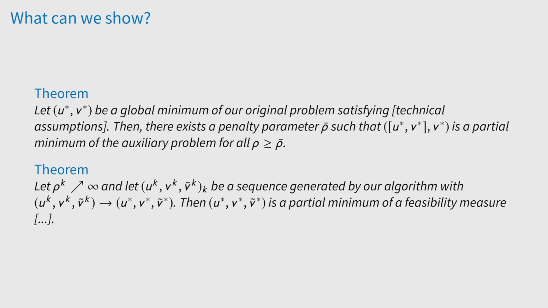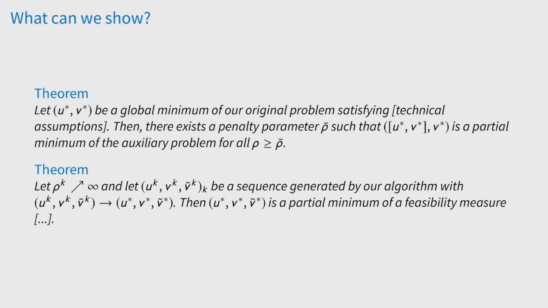We have some theoretical results, which are, after some nasty technical assumptions, pretty straightforward. If you have a global minimum of our original problem, where the original problem satisfies technical assumptions because we are infinite dimensional, then we can find a finite penalty parameter so that this whole thing is a partial minimum of the auxiliary problem for all larger penalty parameters, which is a type of exactness result. So we have an exactness result for this.